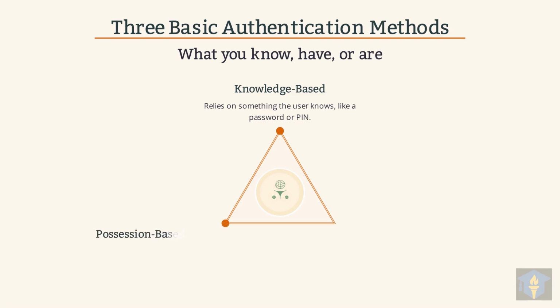Next is possession-based authentication, where you must physically possess a specific item. It involves something the user physically has, like a security token or a registered mobile device.